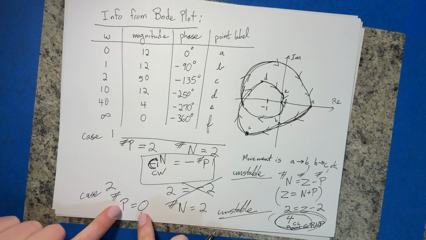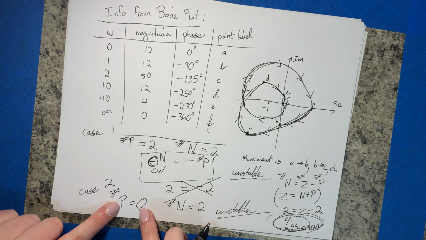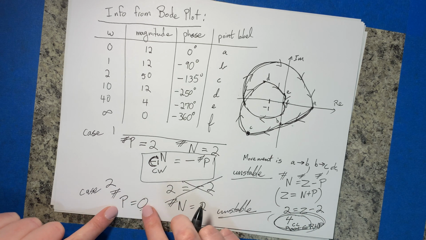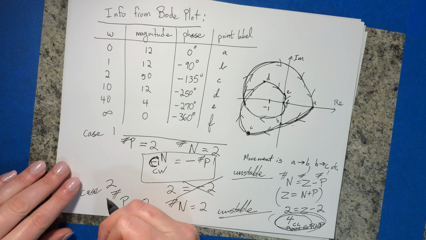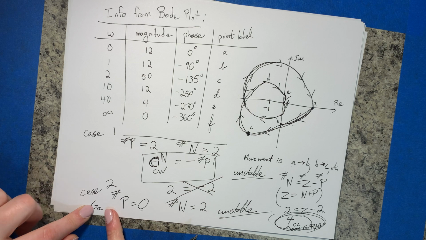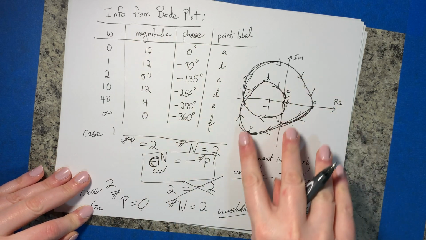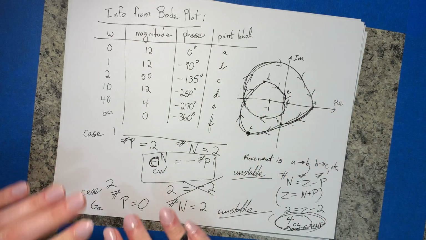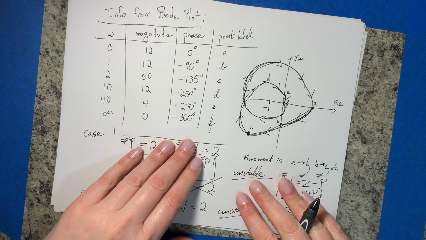Now, where does this information come from? Where does this P come from? It comes from our open loop transfer function. So G_OL, or the G of S that we're dealing with to begin this work, to begin this plot, that's where that comes from. Okay?